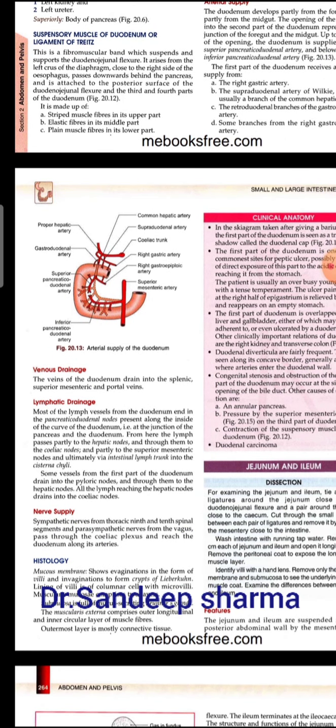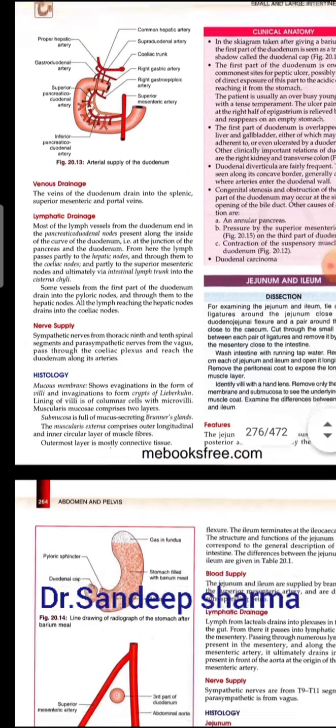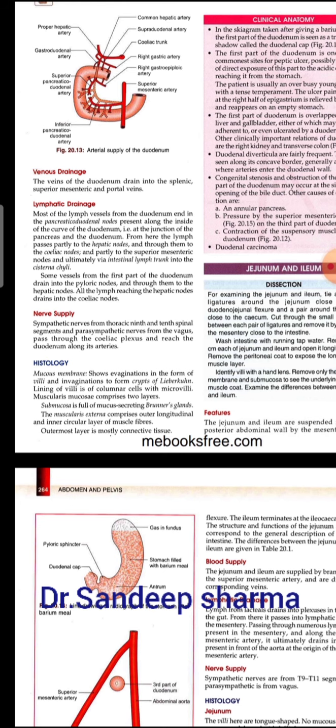Venous drainage is into the splenic, superior mesenteric and portal veins. Lymphatic drainage is into the pancreato-duodenal nodes. Nerve supply is by sympathetic nerves from thoracic 9th and 10th, and parasympathetic from the vagus. Histology: you go through the histology part on your own.